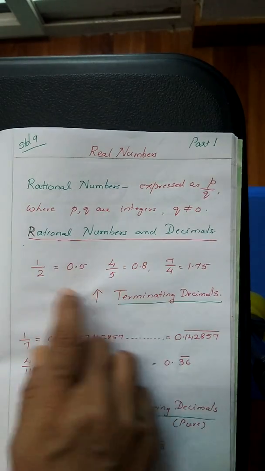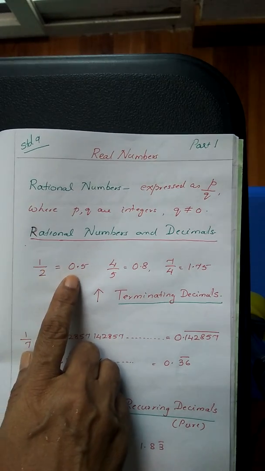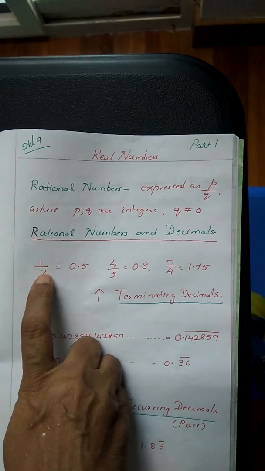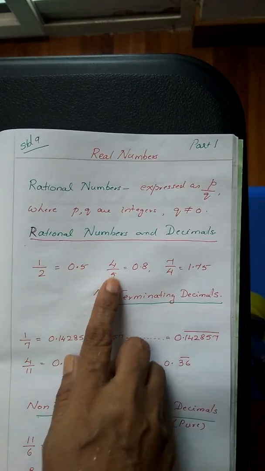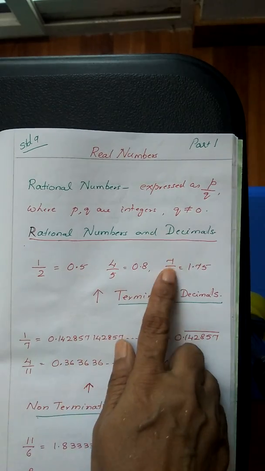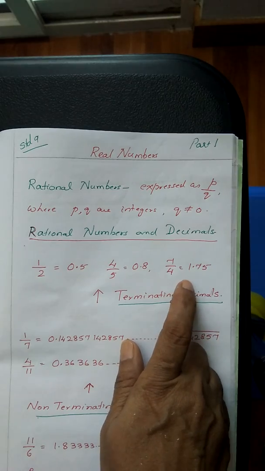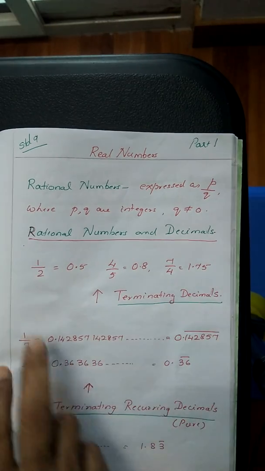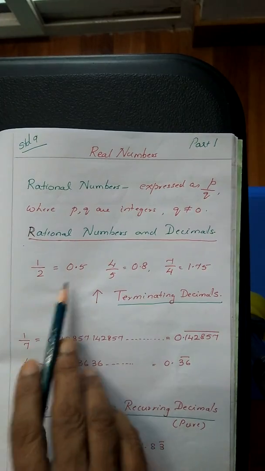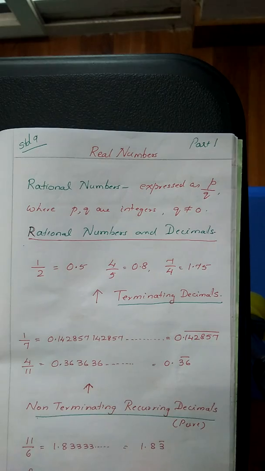Now coming to rational numbers, you can express the rational number 1 by 2 as 0.5. You divide 1 by 2, you will get 0.5. And 4 divided by 5 again gives 0.8. Similarly, you can divide 7 by any number and express it as a decimal. If you see here, these numbers terminate, so they are called terminating decimals.